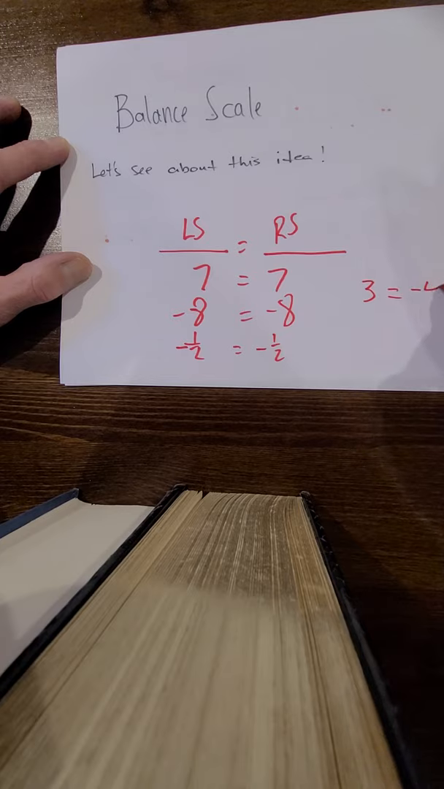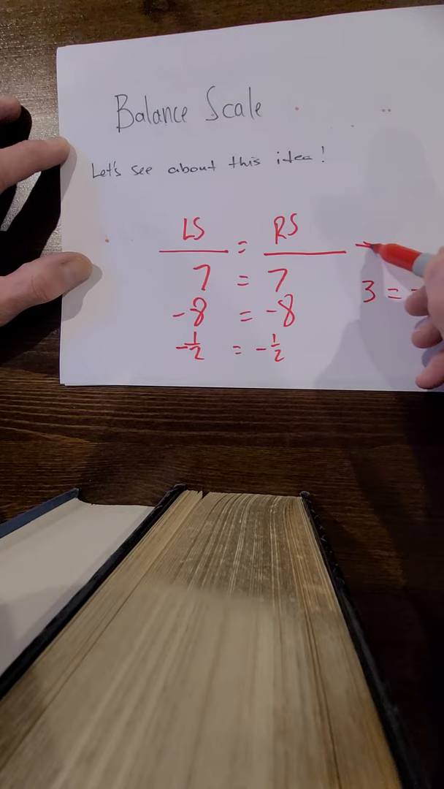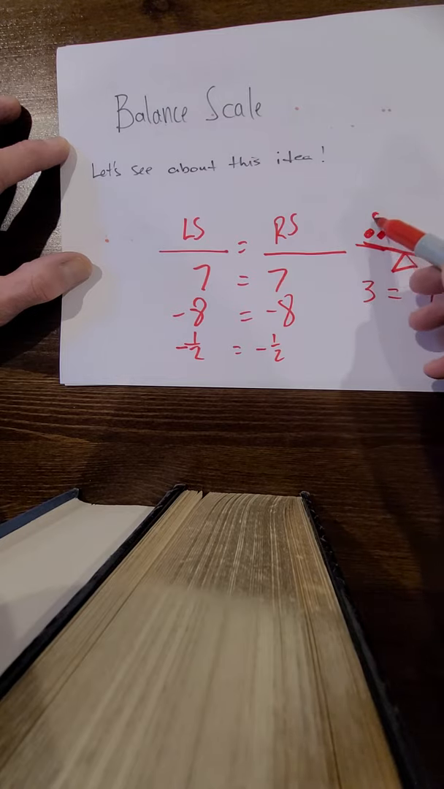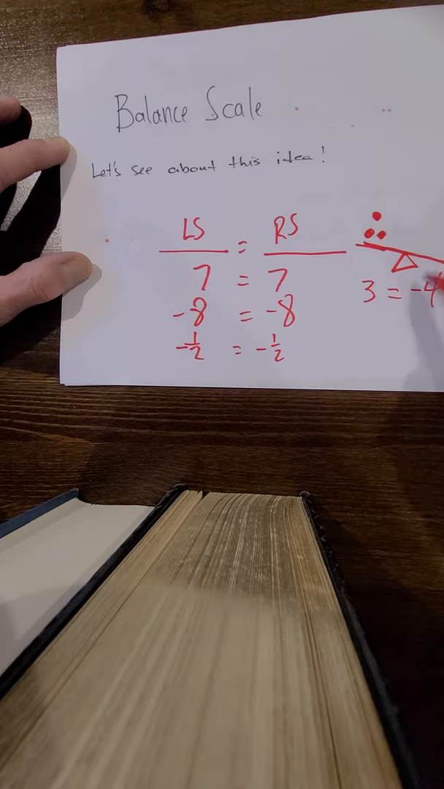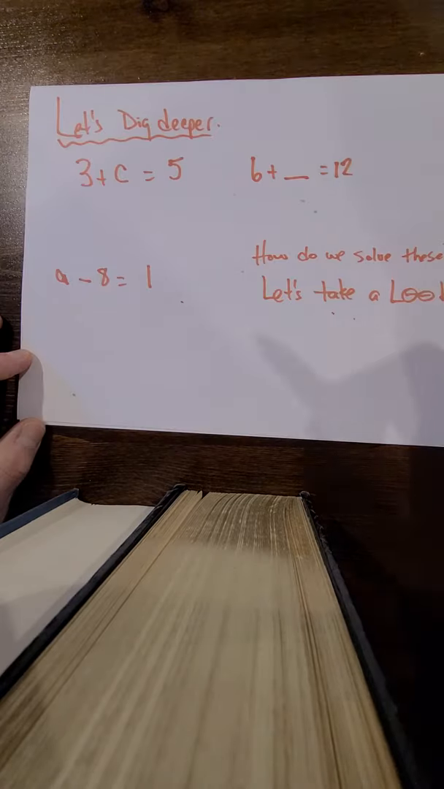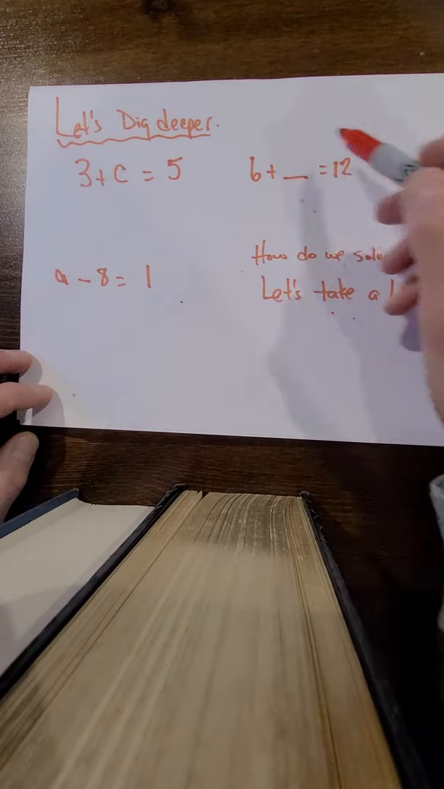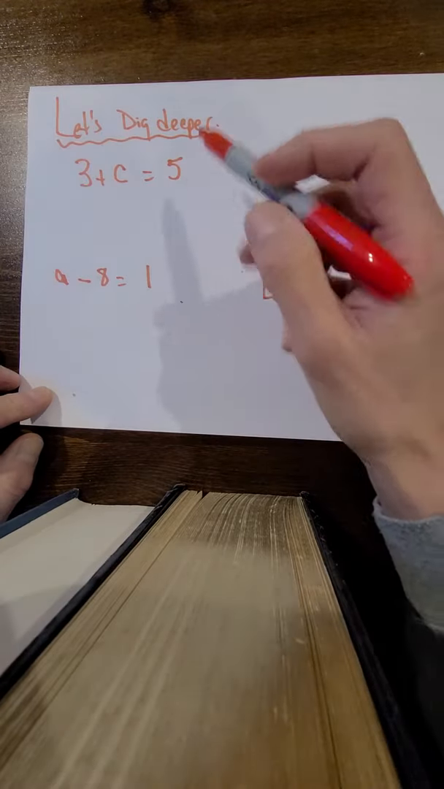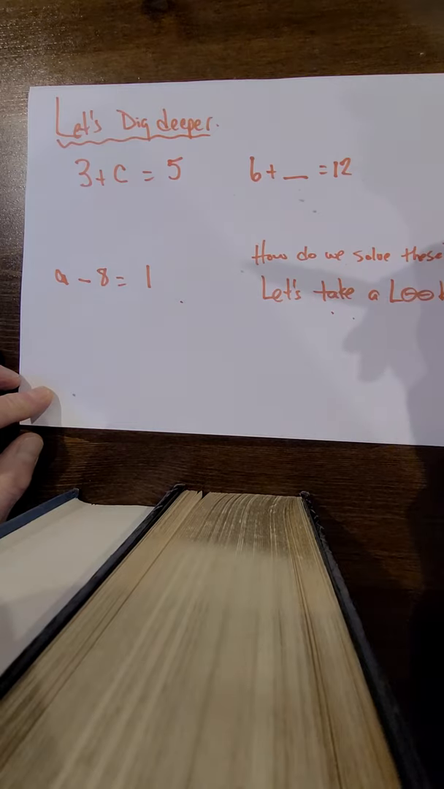3 equals negative 4, that's not balanced. Not at all. If this is our scale, it looks like this. Right? You have like negative 4 over here. Not good. All right, so we're going to dig deeper. So I have 1, 2, 3 equations. All right, so how do we solve these equations?